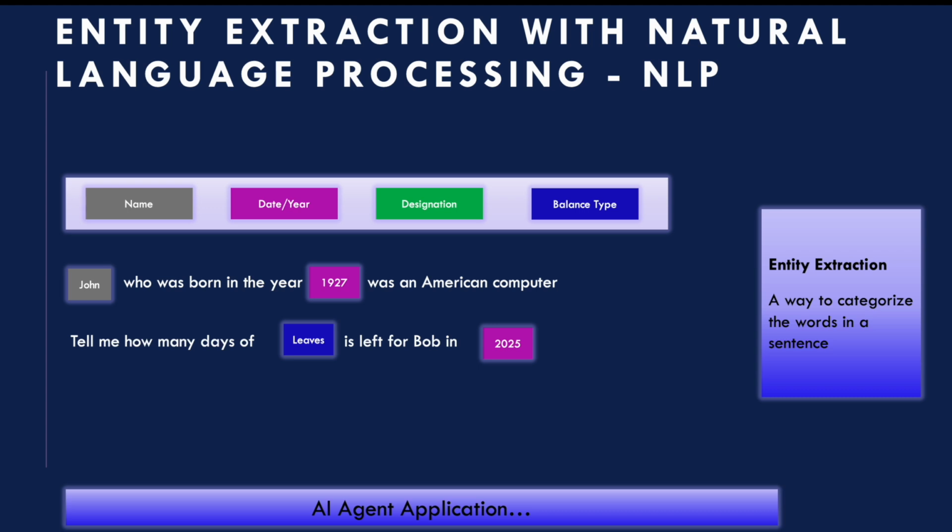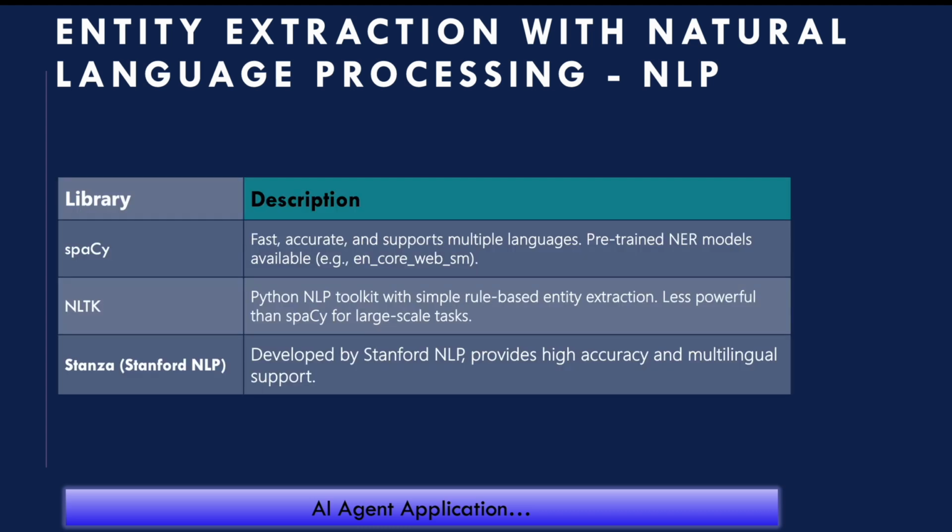Now we are going to make use of this in our system. There are libraries available which can do this job for us. What we are using over here is spaCy, that is the first one in the slide. It is a Python library, very commonly used and very popular among Python developers.